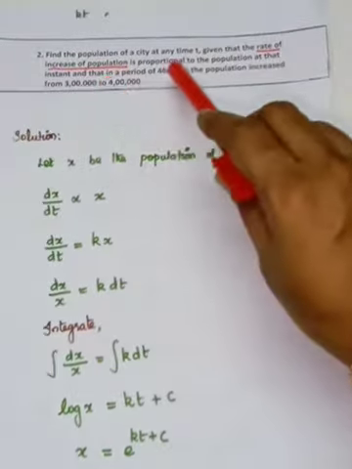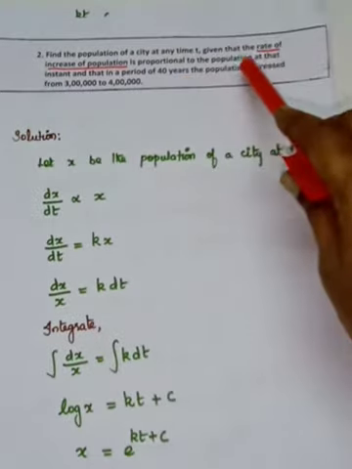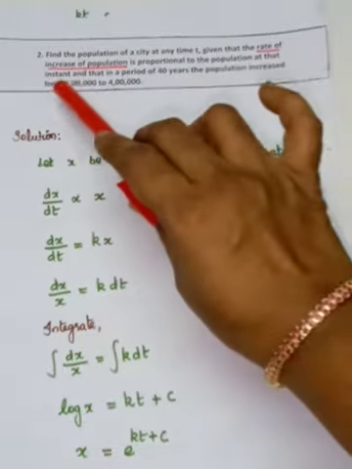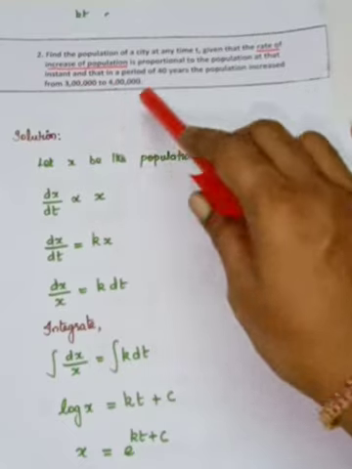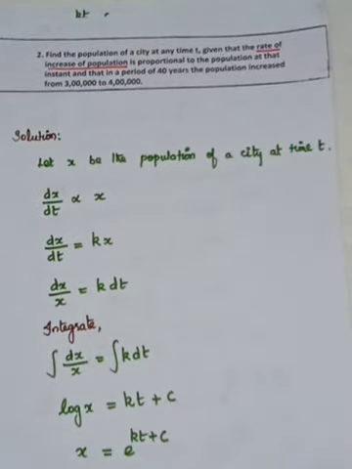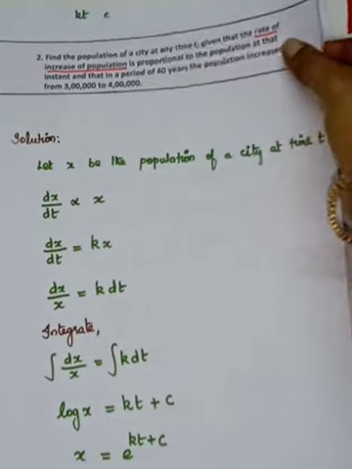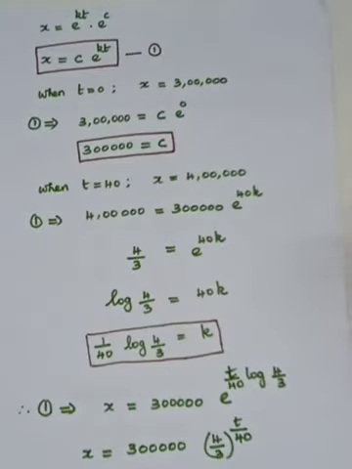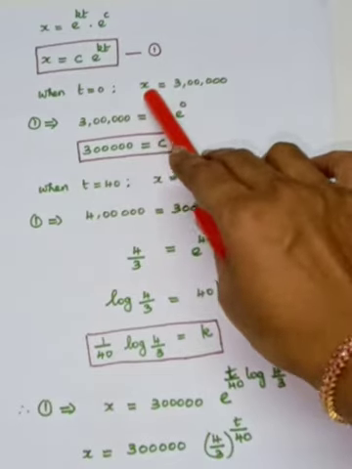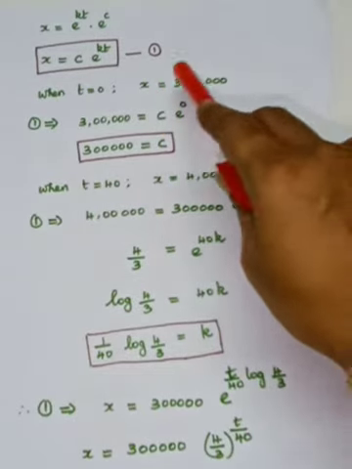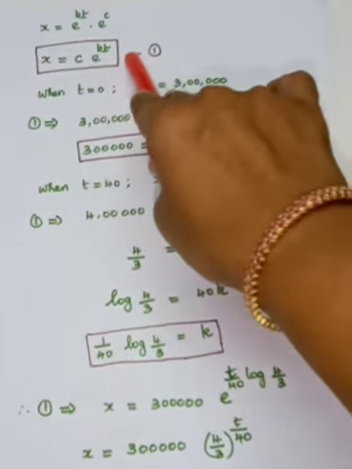In a period of 40 years, the population increased from 3 lakhs to 4 lakhs. So, 3 lakhs is the initial population. Then after 40 years, it is increased to 4 lakhs. So, initially, that is when t is equal to 0, the population x is 3 lakhs. So, x and t have to be substituted in 1.